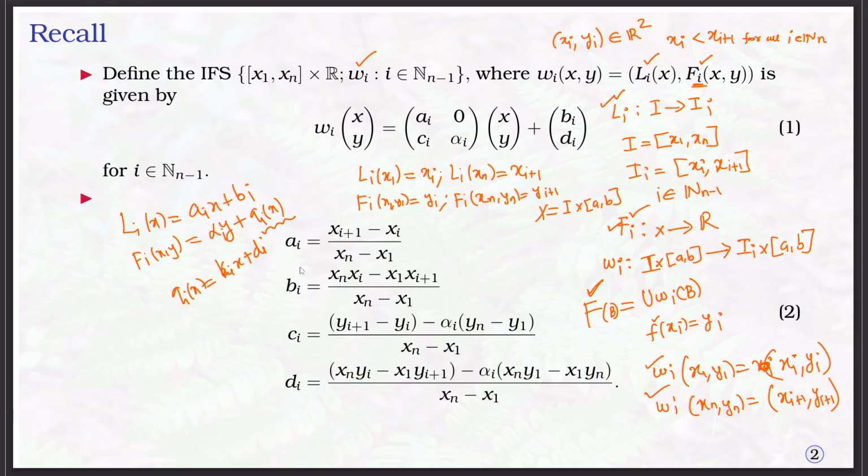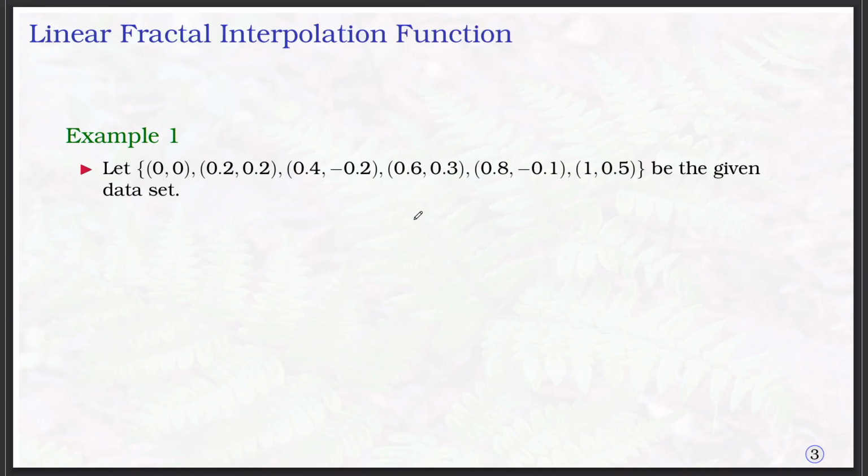Then if we have this parameter, we can get the iterated function system corresponding to it. This iterated function system will generate the fractal interpolation function. Now we are going to discuss the influence of this scaling factor on the fractal interpolation function, and how it changes the pattern and structure of the function.